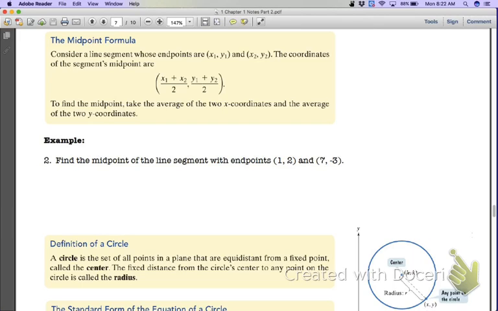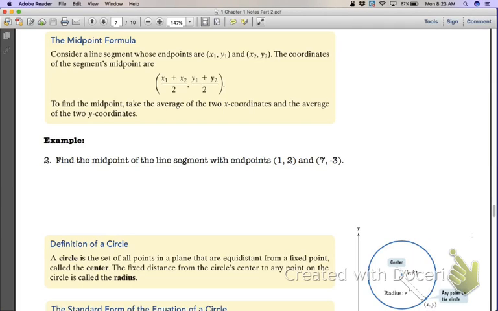I'm going to take the 2 x values, add them, and divide by 2. I'm going to take the 2 y values, add them, and divide by 2, and that's going to give me my coordinate. It'll give me the x value, or the middle part between the two.